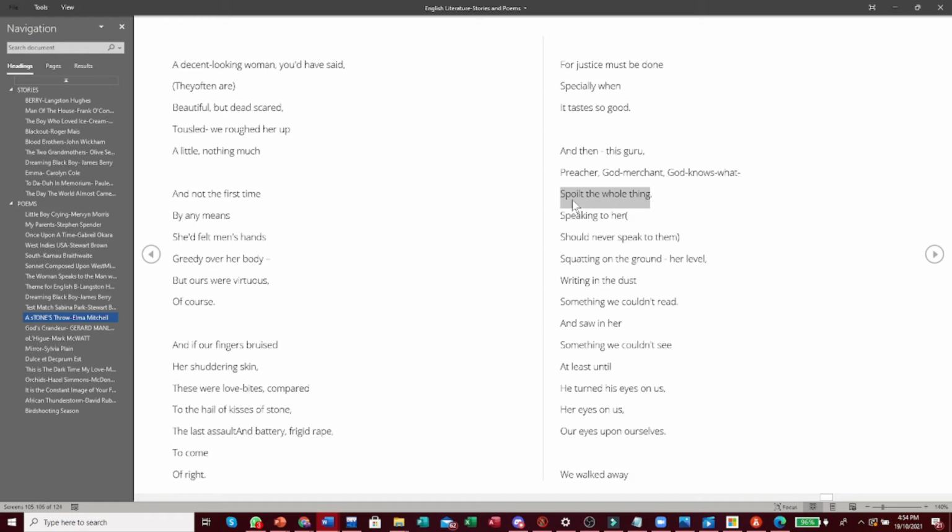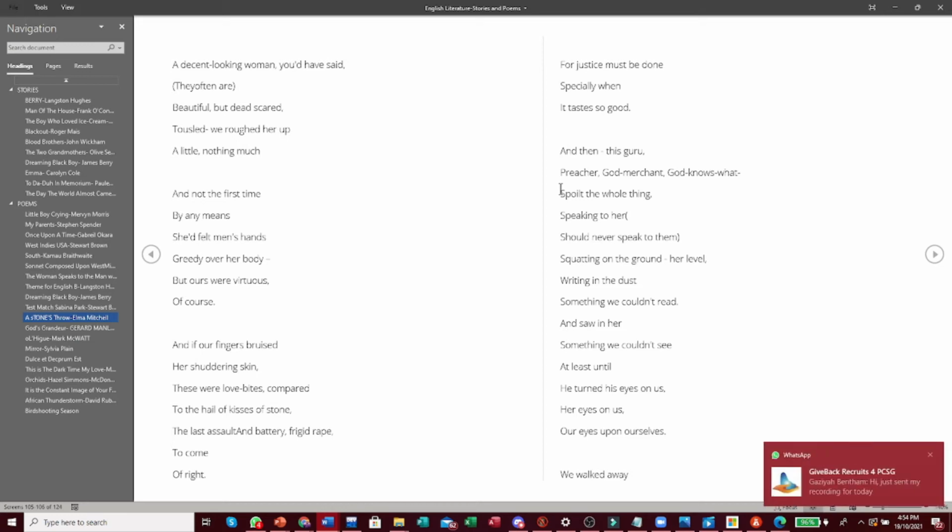Right? And this one person stopped the whole thing. That's powerful. What does one man have power over a whole group of people with stones? They're armed, you know, with stones. And this group, and spoiled the whole thing. Speaking to her should never speak to them.